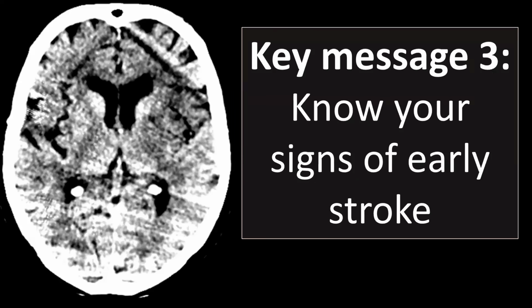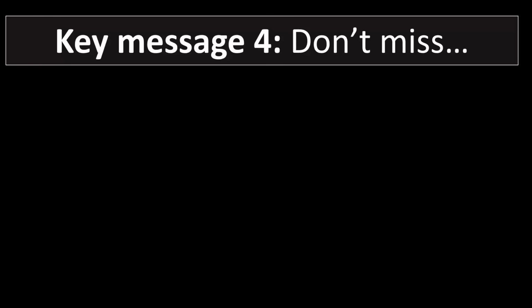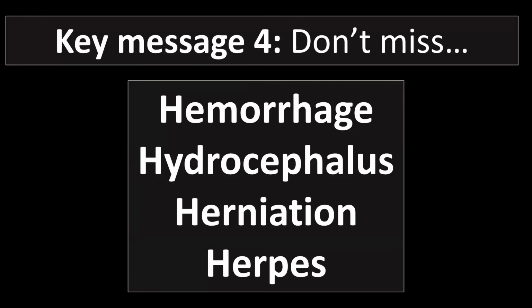The last message, or the forelast message, know what to look for when dealing with a patient suspected of having an acute ischemic stroke. Know your signs or early signs of stroke, like the disappearing basal ganglia sign or the disappearing insular ribbon sign. And last message, never miss one of these: hemorrhages and localize them correctly, hydrocephalus, brain herniation, and when dealing with temporal lobe edema, herpes encephalitis. 4 H's you shouldn't miss: hemorrhage, hydrocephalus, herniation, and herpes encephalitis.